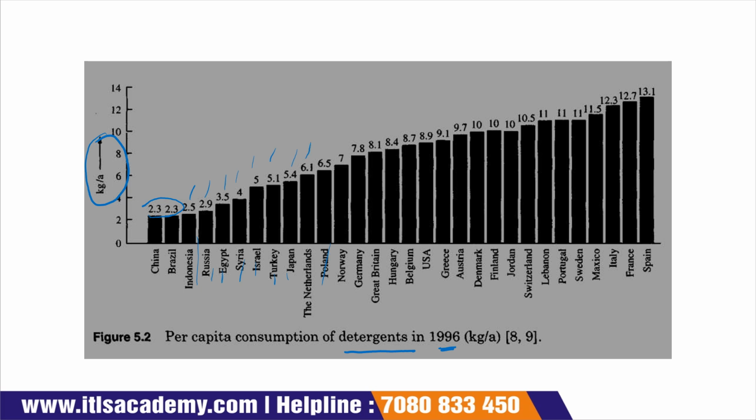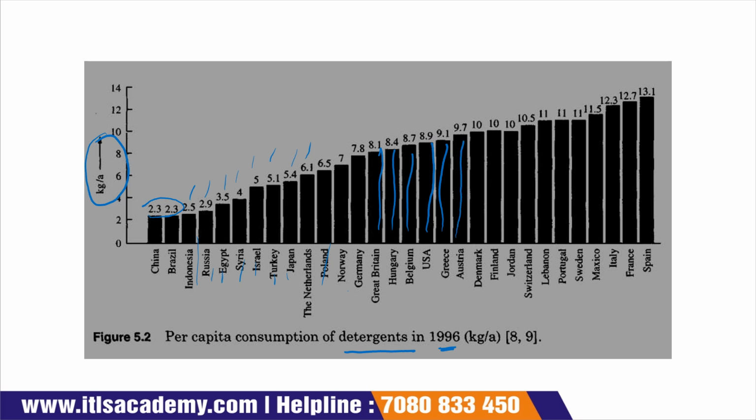Netherlands, 6.1. Poland, 6.5. Norway, 7. Germany, 7.8. Great Britain, 7.8. Then Hungary 8.4. Sorry, Great Britain is 8.1. Hungary 8.4. Belgium 8.7. USA 8.9. Greece 9.1 kg per year.